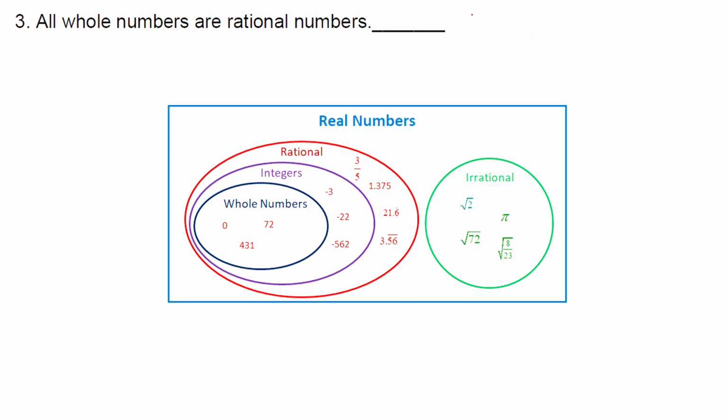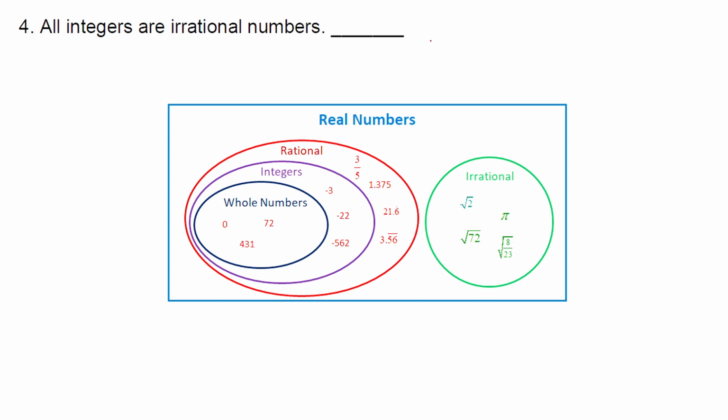Let's proceed to the third question. All whole numbers are rational numbers. Where is the whole number? Here's the whole number, inside our rational numbers. The rational numbers cover the big red circle here. And again, what does it mean? Whole numbers are just inside the rational numbers. That means all the whole numbers are actually rational, and that's why this one is true.